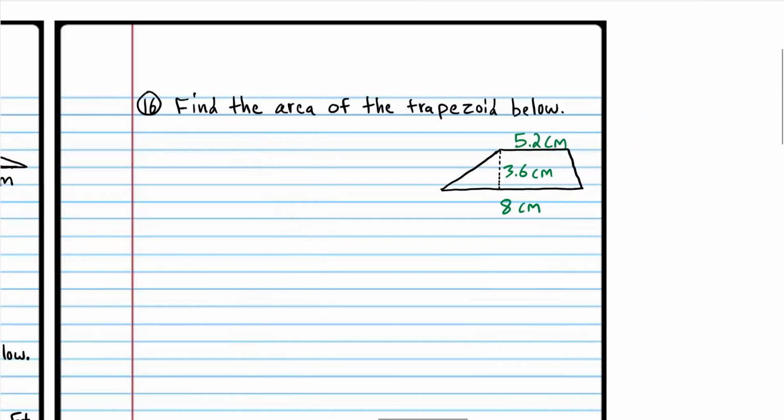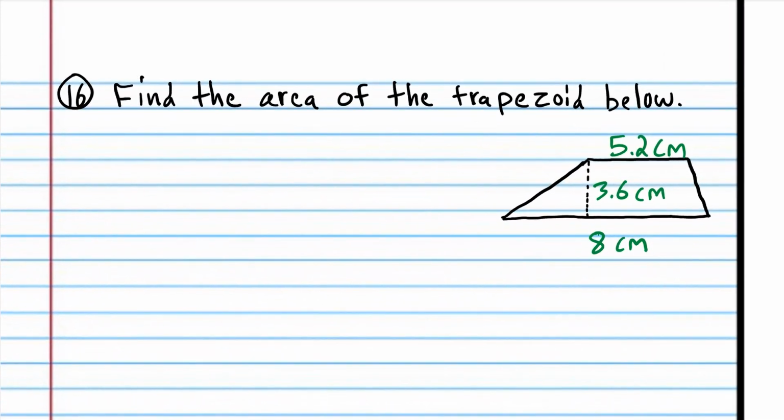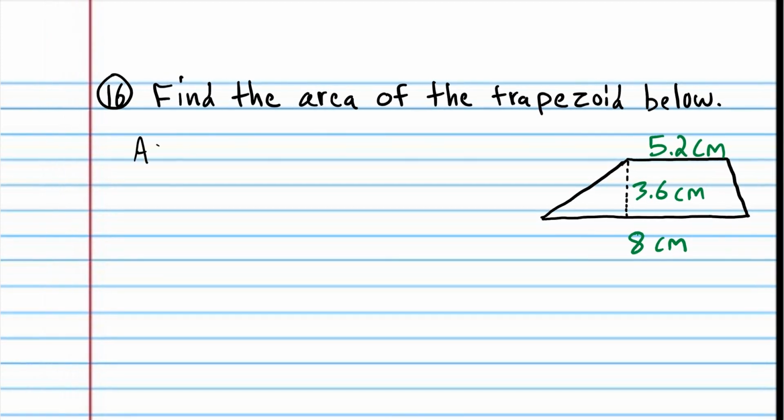Okay, I want you to try one more problem for these geometric formula questions. Find the area of the trapezoid below. When you come back, we'll do it together. All right, we're back. The area of a trapezoid is equal to the height times the sum of the bases over 2.